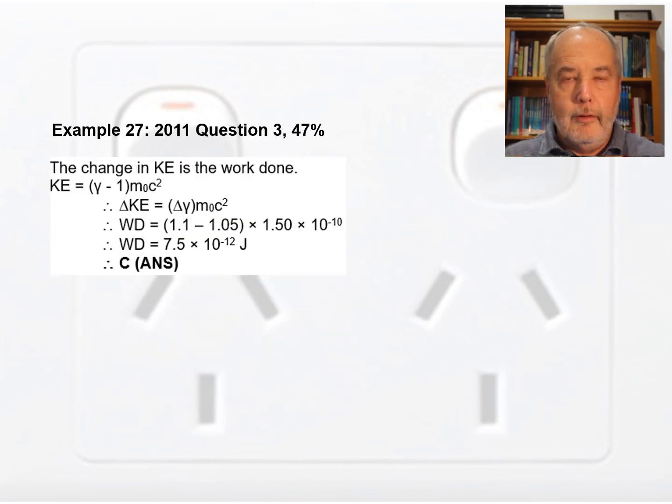The work done is a change in the kinetic energy. The kinetic energy is given by gamma minus 1 m naught c squared. So the change in the kinetic energy is going to be the difference between the two of them, so it's going to be delta gamma m naught c squared. Once we substitute the values in, we're going to get that the work done is 7.5 by 10 to the minus 12 joule. Therefore, the answer is C.